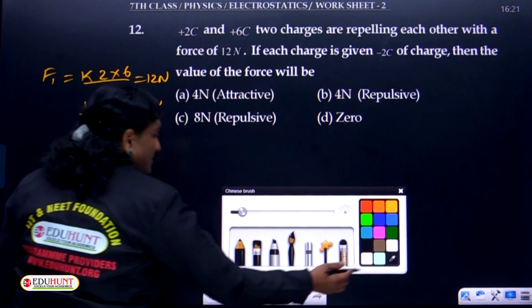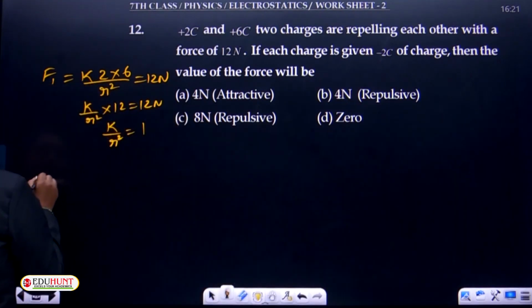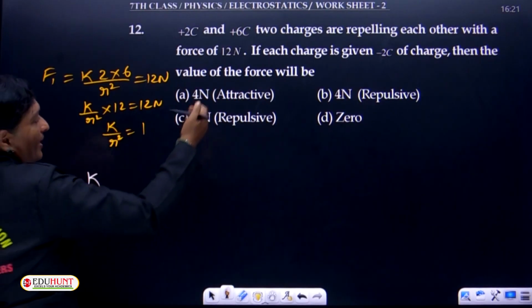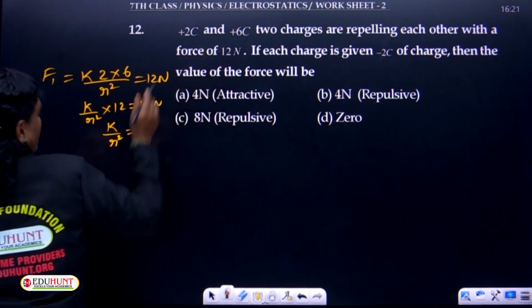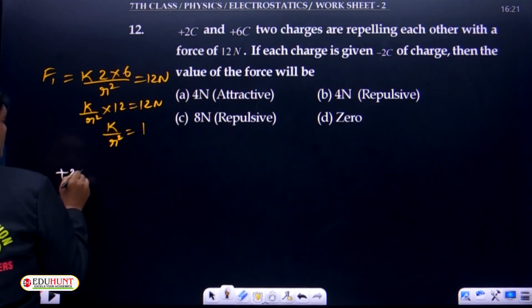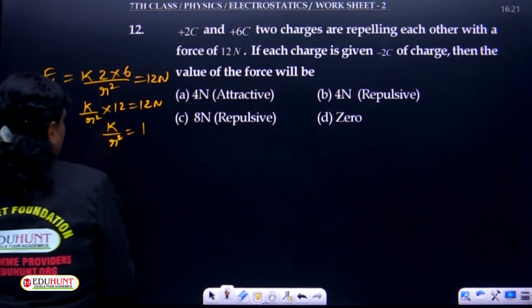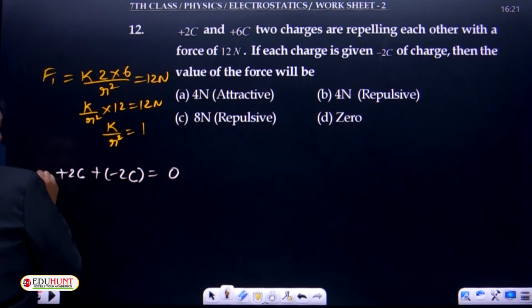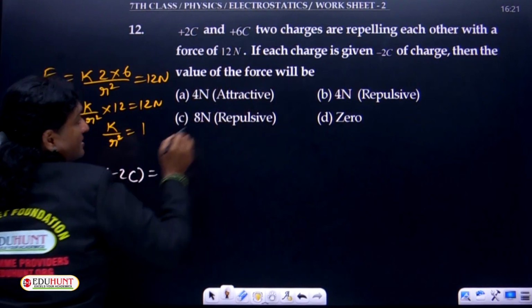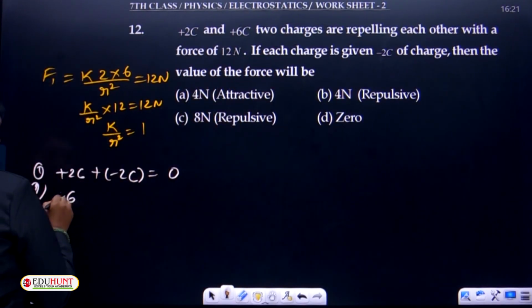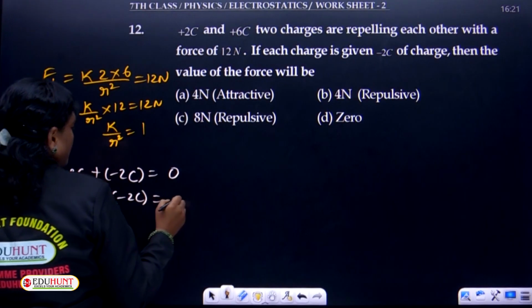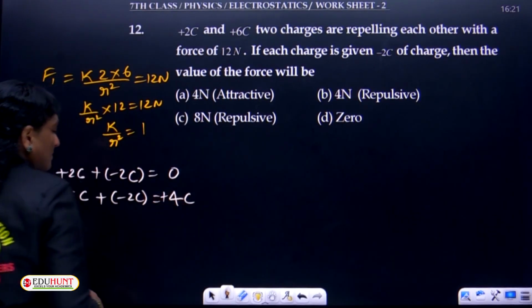Now moving to the next one, if each charge is given minus 2 coulomb. So for the second case, in order to find the value of F2, same formula K into Q1 Q2. When the charge plus 2 coulombs is given a charge of minus 2 coulombs, then how much is it? 0. Similarly, the second charge, that 6 coulomb, is again given minus 2 coulomb, the net charge will be plus 4 coulomb.